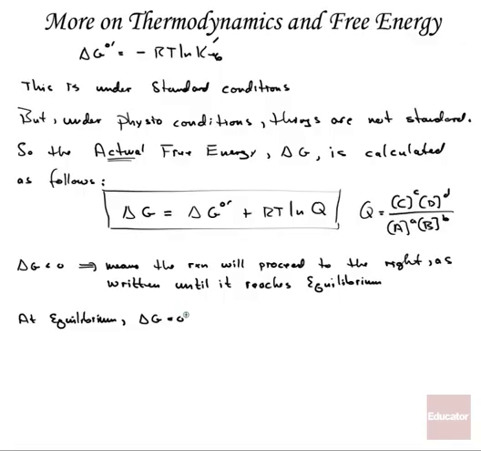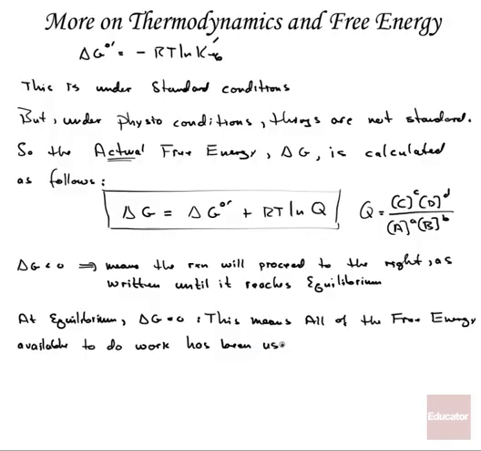Okay. Now at equilibrium, delta G equals 0. This means all of the free energy available to do work has been used up. That's it, it's done. There's no more once the system reaches equilibrium.